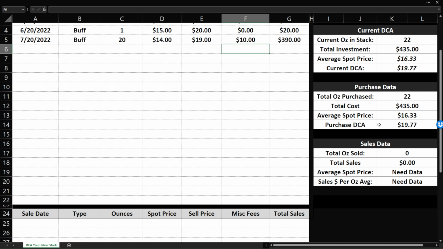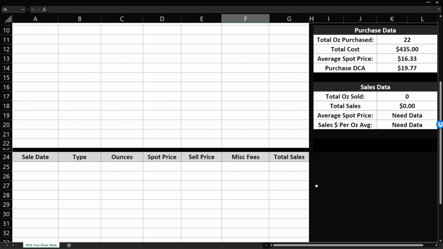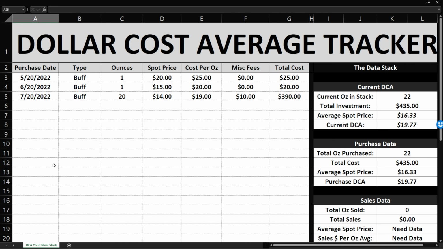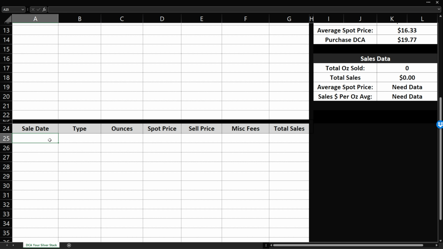Let's say you need to sell something though, okay? This is where it gets a little bit more complicated, so I made it a little bit easier with the spreadsheet. As you can see down here, we have a sales data sheet as well. So if you look on our data stack, you can also see sales data. So let's take a look at this.